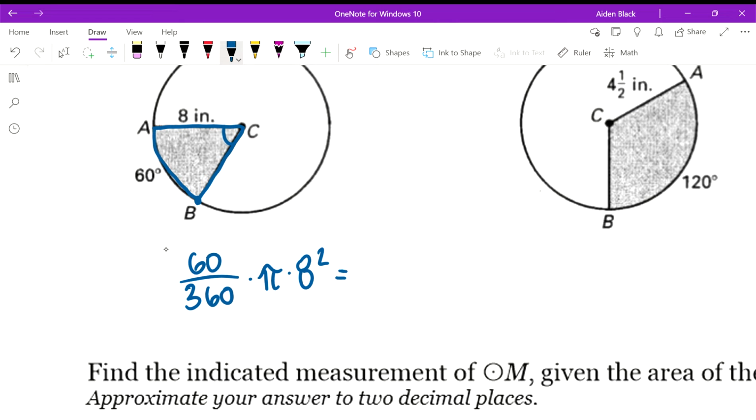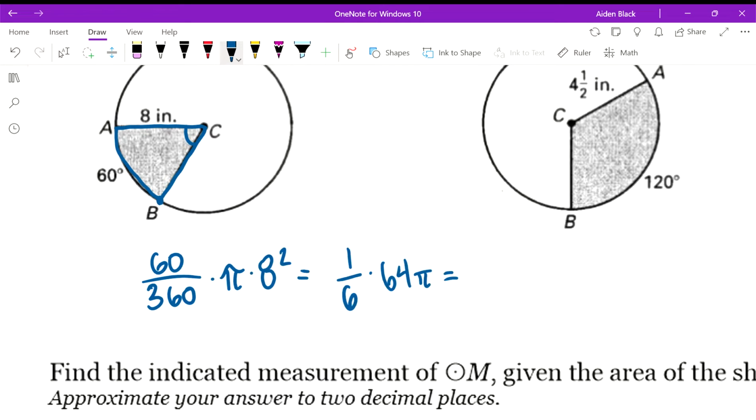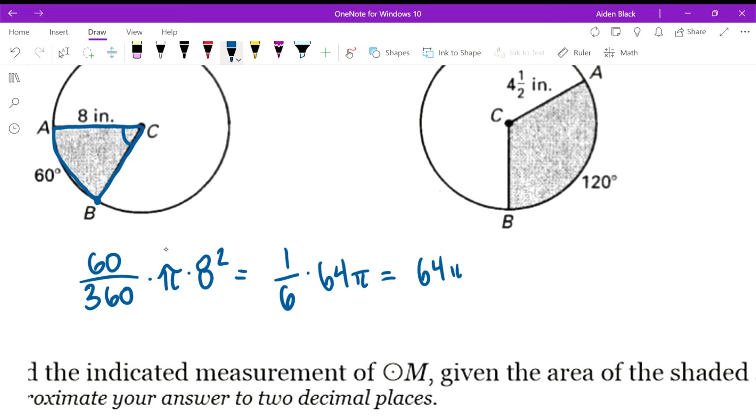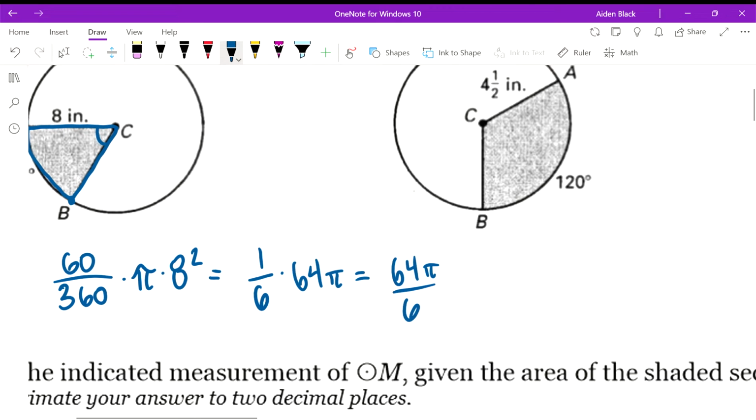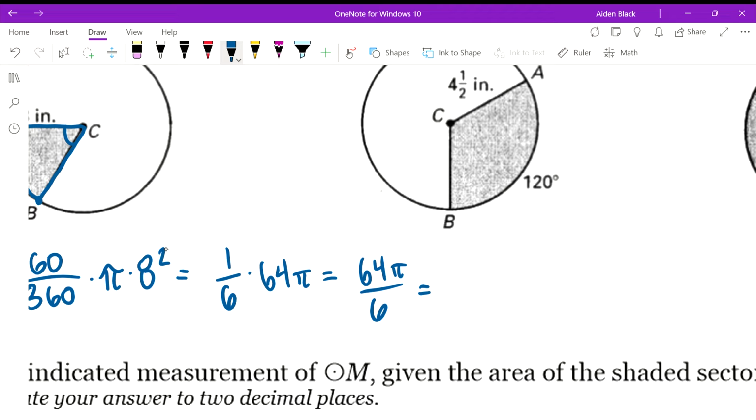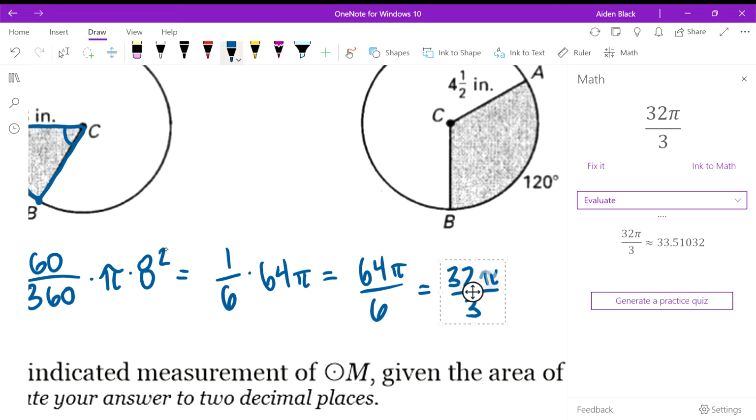So we know 60 over 360 reduces down to 1/6. 8 to the power of 2 is 64. In which case we end up with 64 pi sixths units squared, but we can reduce this to 32 pi thirds. And this value is approximately 33.51.